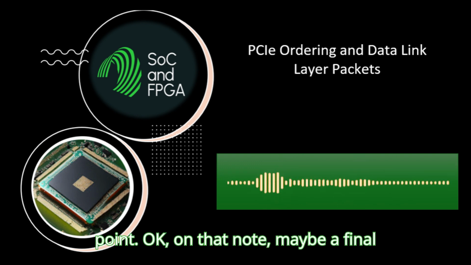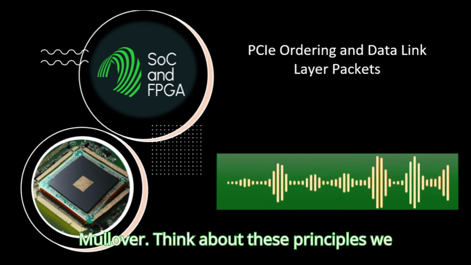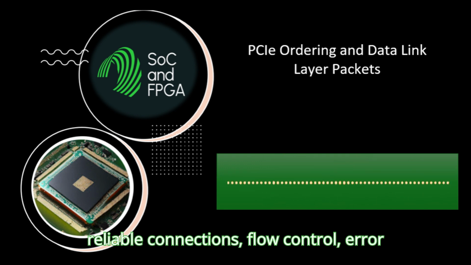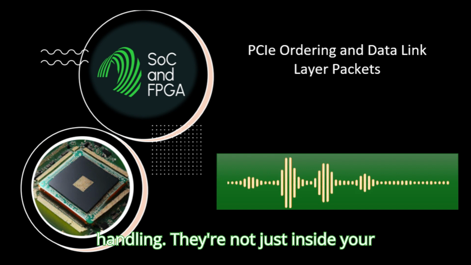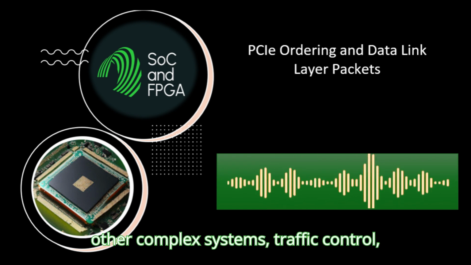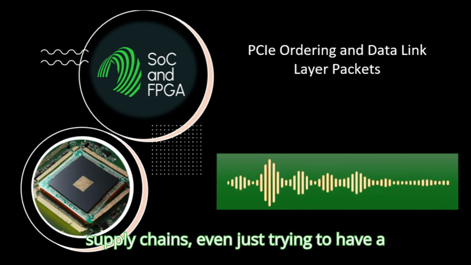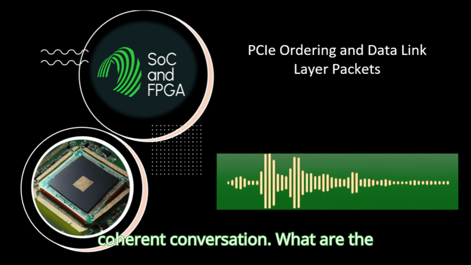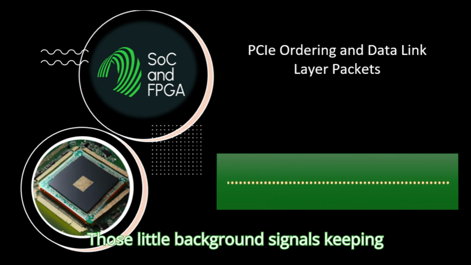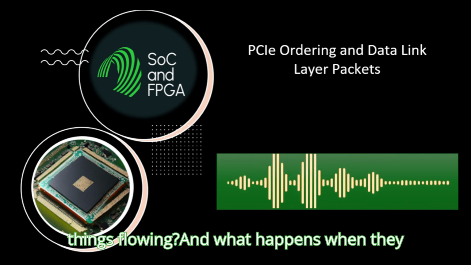Okay, on that note, maybe a final thought for you, the listener, to mull over. Think about these principles we discussed: ordered communication, reliable connections, flow control, error handling. They're not just inside your computer, are they? Good point. Look at other complex systems, traffic control, supply chains, even just trying to have a coherent conversation. What are the ordering rules there? What are the DLLPs, those little background signals keeping things flowing? And what happens when they break down?